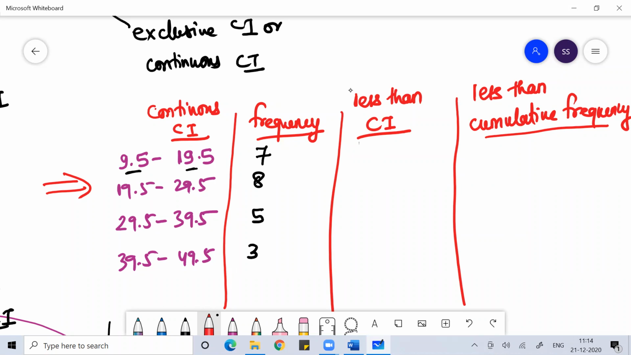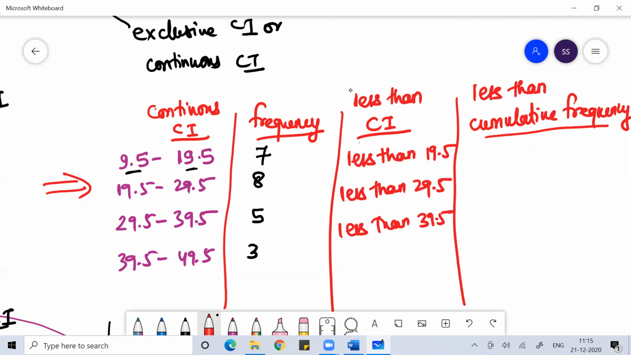So you write like this: less than 19.5, less than 29.5, less than 39.5, less than 49.5. So we can write the data in the form of less than class interval with less than cumulative frequency.